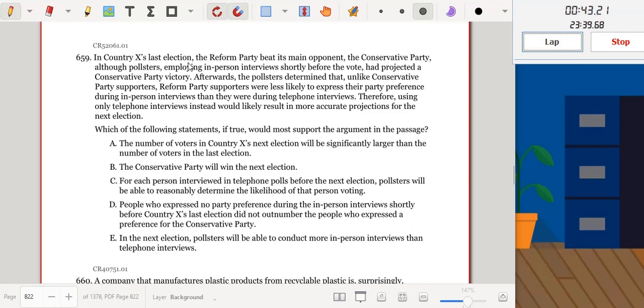Okay, so this Reform Party were not expressing in a full-fledged way when asked in personal interviews, but when they were in telephonic interviews, they were a little more open to their views. Which one of the following statements, if true, would most support the argument in the passage? The number of voters in country X in the next election will be significantly larger than the number of voters in the last election. So this doesn't help in any way. The Conservative Party will win in the next election. So what?